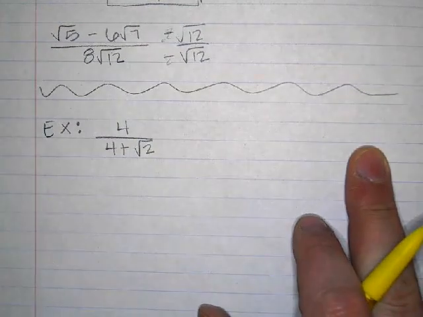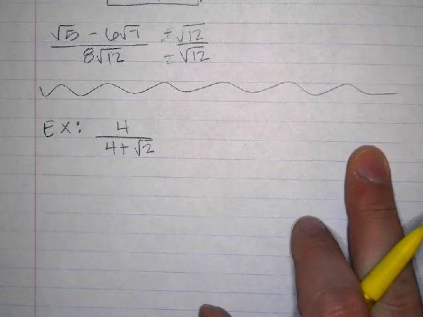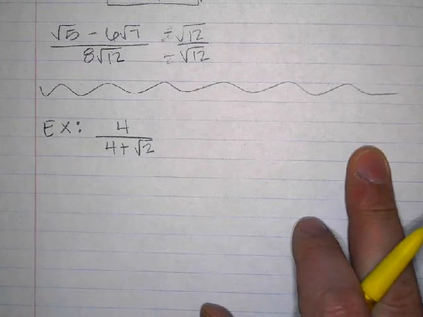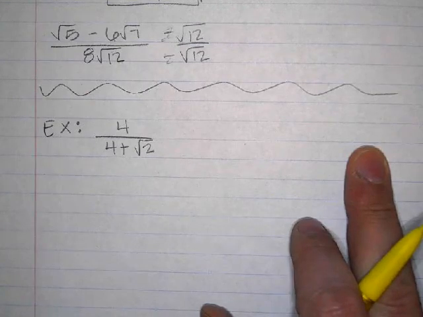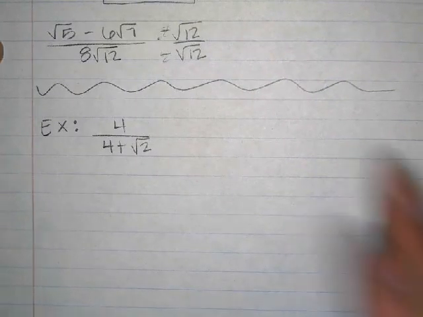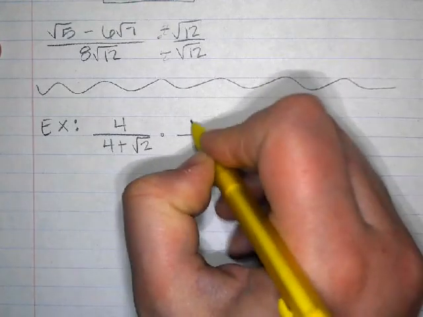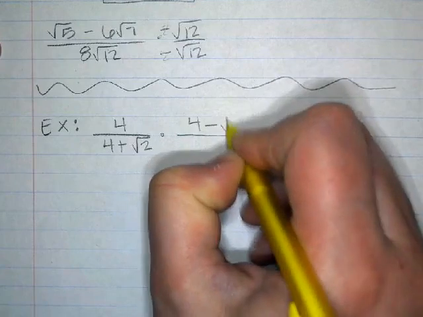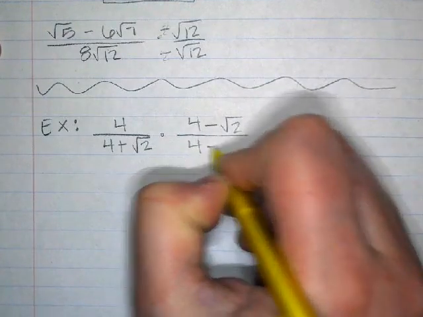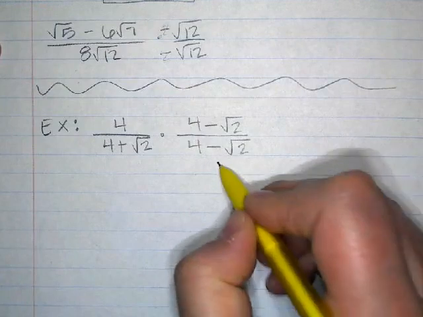It makes the problems a little bit more complicated when you're trying to rationalize the denominator, which if you guys remember, means to get rid of the square root in the denominator. So to rationalize a denominator that looks like this, you're going to multiply by something called the conjugate. So we're going to multiply, and the conjugate is 4 minus root 2 over 4 minus root 2. So this right here is called the conjugate.